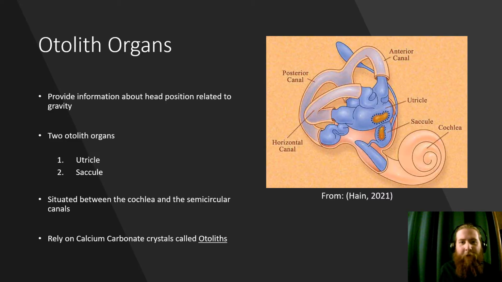The otolith organs, the second part of this vestibular apparatus, provide information about where your head is related to gravity. Is gravity straight down? Is it tilted back? And there's two organs inside of this: the utricle and the saccule. And these are situated between your cochlea and your semicircular canals here. They're right smack dab in the middle.